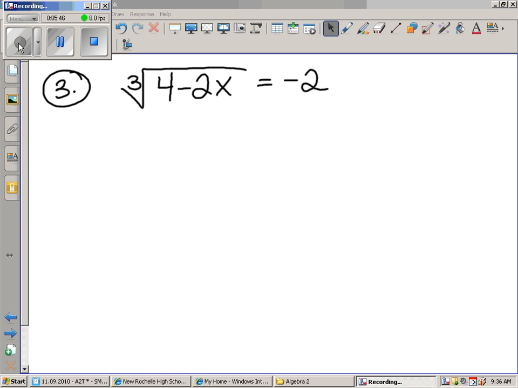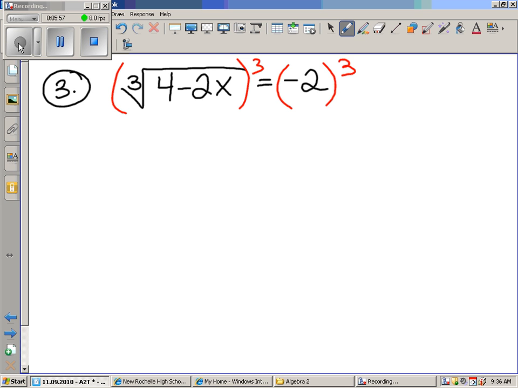Okay, problem number 3. Problem number 3 is a little different than problem number 2 in that it's got a cubed root. And the way that you undo a cubed root is by simply cubing both sides. Really easy idea. Cube both sides. That's the first step in doing these problems. So now we got 4 minus 2x equals negative 2 cubed. That's negative 2 times negative 2 times negative 2, which is negative 8. And so we subtract 4 and we solve for x.